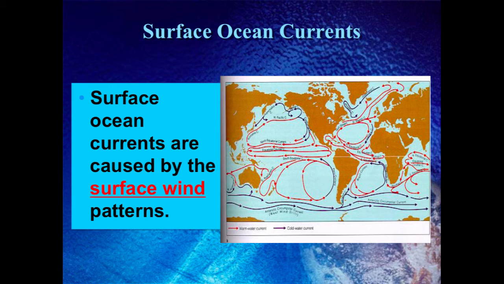Okay, so let's talk about the 2 types of ocean currents. There's surface ocean currents, and then there's deep ocean currents. So surface ocean currents are obviously going to be located on the surface, and they are mainly caused by surface winds. So if you look at this picture, notice there's a lot of red. Those are, again, warm ocean currents, and the blue are going to be cold.